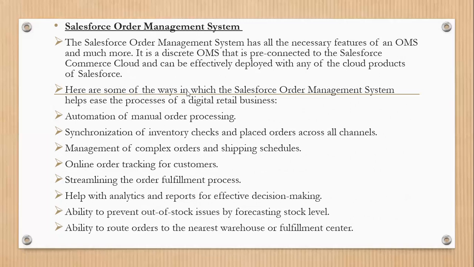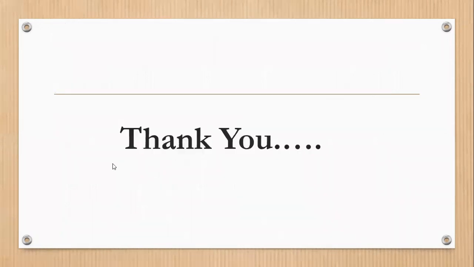Here are some of the ways in which the Salesforce Order Management System helps ease the process of digital retail business: automation of manual order processing, synchronization of inventory checks and placed orders across channels, management of complex orders and shipping schedules, online order tracking for customers, streamlining the order fulfillment and payment process, and help with analysis and reporting for effective decision making, the ability to prevent out-of-stock situations, ensure forecasting in store levels, and the ability to route orders to the nearest fulfillment centers.